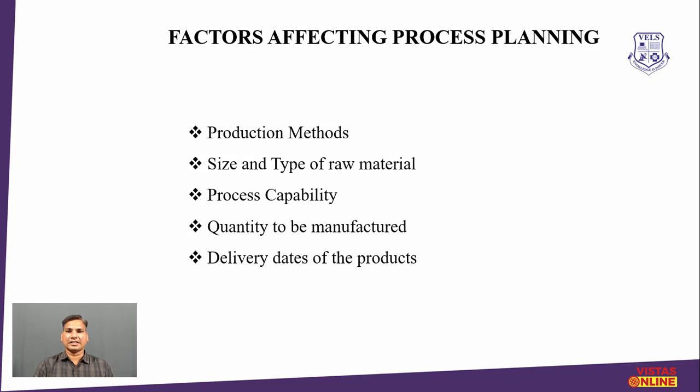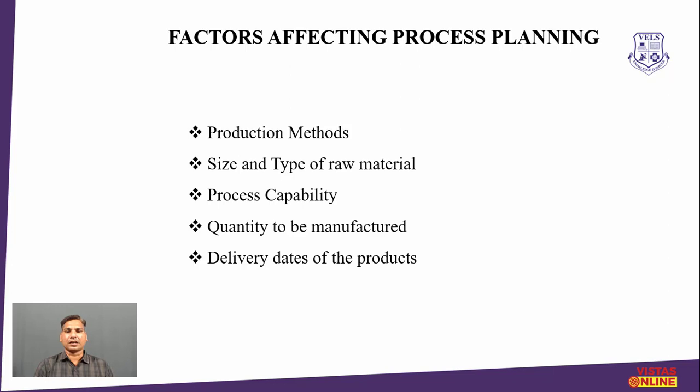Next one, factors affecting process planning. When you follow good process planning, definitely your production method is also important. What kind of method you are following for production, like piece wise, time wise, or any other kind of method, that should be known. Not only the method, but you should also know what kind of tools and machines you are using at the organization, which will definitely influence your manufacturing of the product.